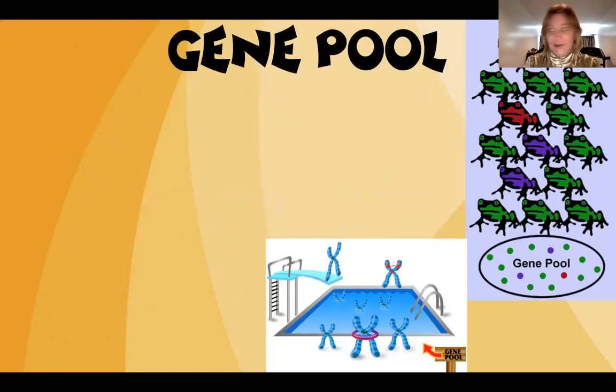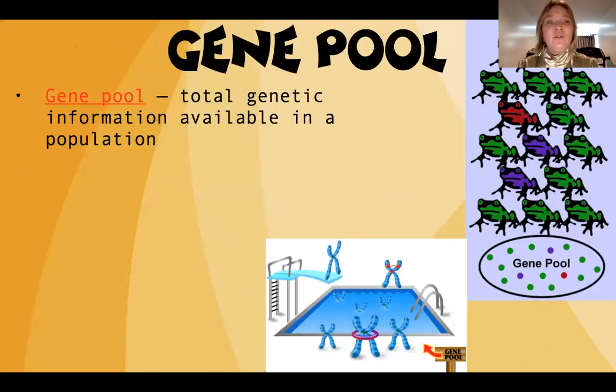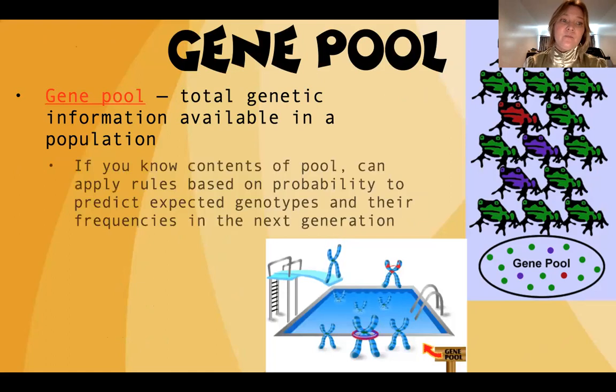next topic. A gene pool is the total genetic information available in a population. So if you look at the frogs on the right-hand side, the gene pool consists of 12 green frogs, 2 purple and 1 red. Those are the genes that are available for that population.